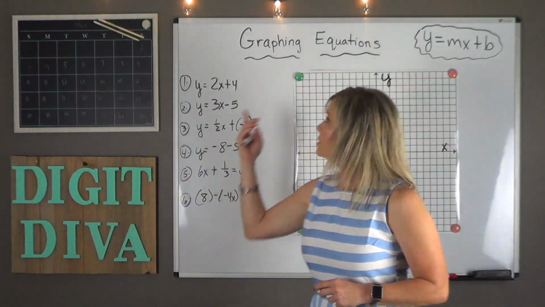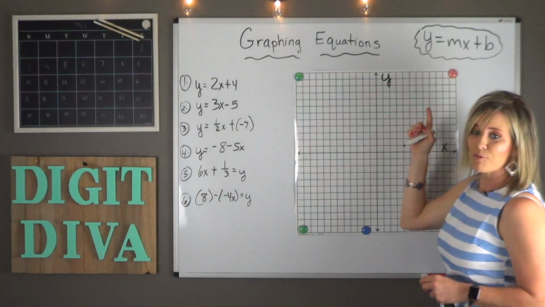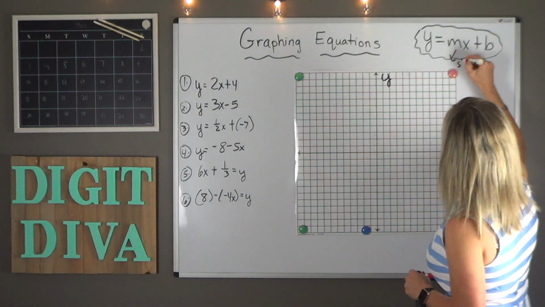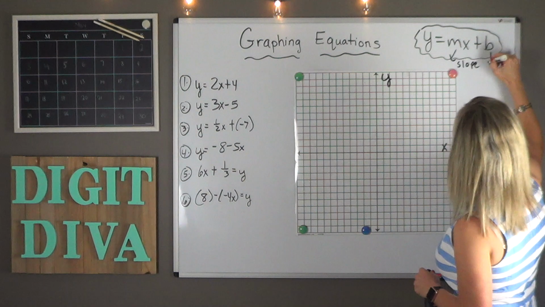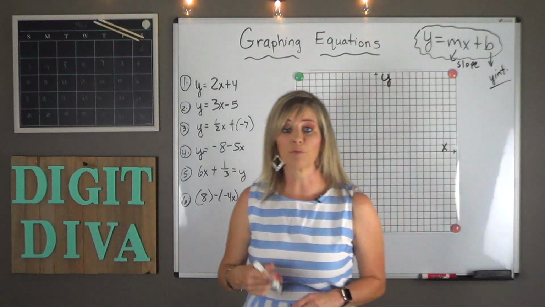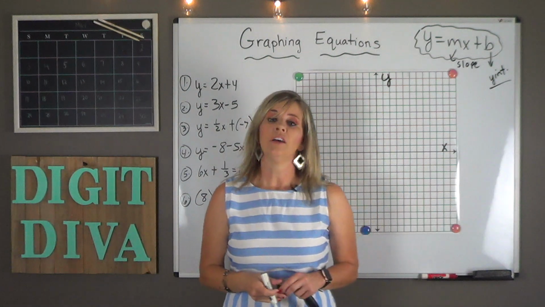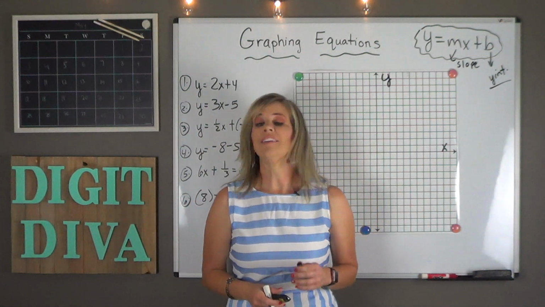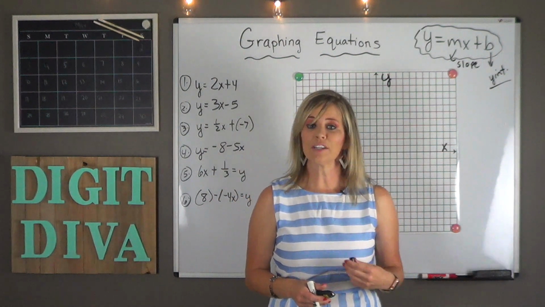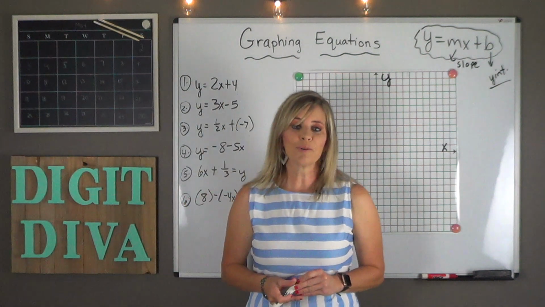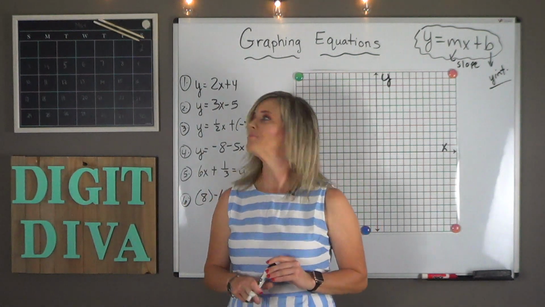So let's go back and look at the slope-intercept form. Y equals mx plus b. Remember that m stands for the slope and b stands for the y-intercept. And I'm going to abbreviate the y-intercept with y-int. So the number in front of x will always be your slope, and the number hanging out by itself is your y-intercept. So let's practice graphing some of the equations that I have listed on the board.